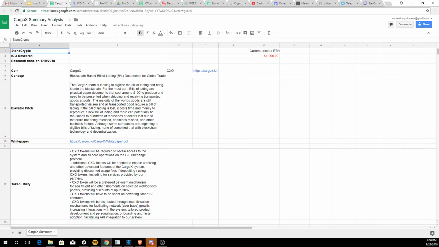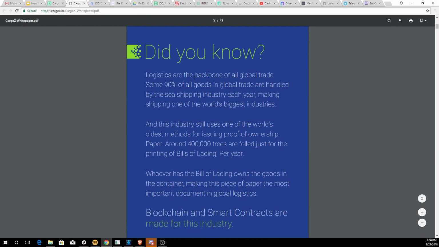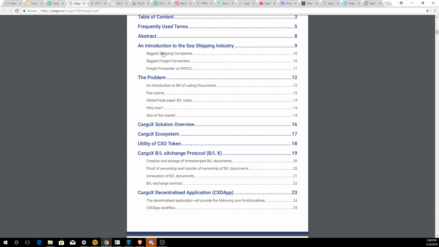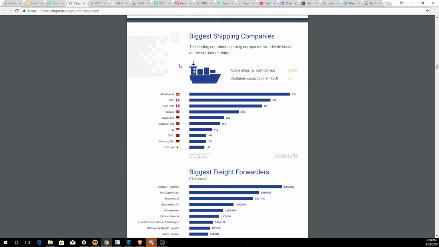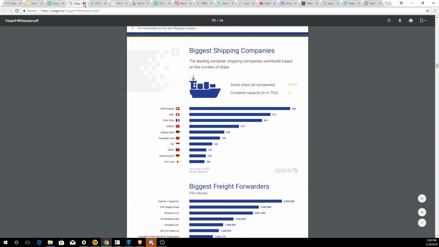So now we're going to review the CargoX ICO. We'll start off with the concept first, and here the concept is blockchain-based bill of lading, BL documents, for global trade. So that looks good. Doesn't look like anyone else has done this before, and you've searched for this. Great. You move on to the next section, which is the white paper. You go over the white paper, and the white paper looks good. Everything's spelled correctly. You're clicking on links and they take you to where they're supposed to take you. So the white paper looks good.